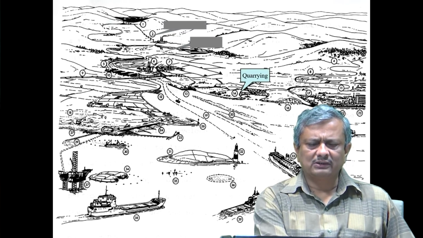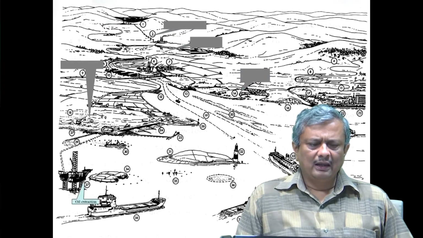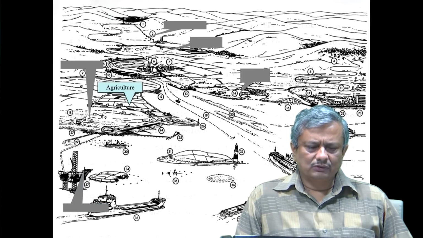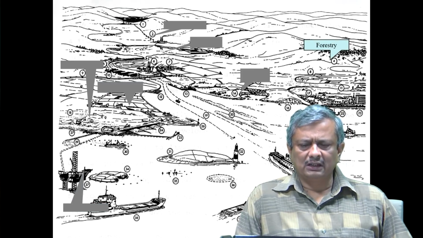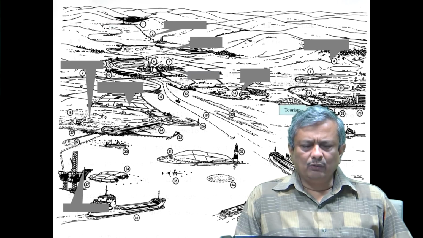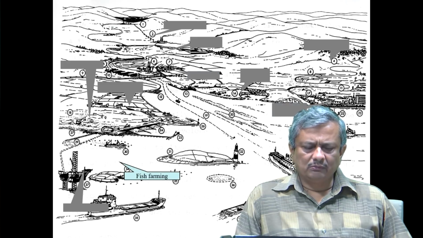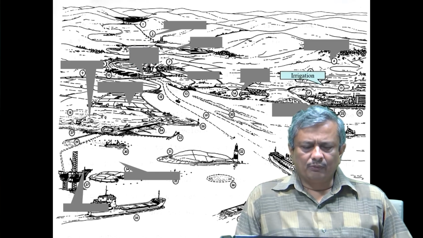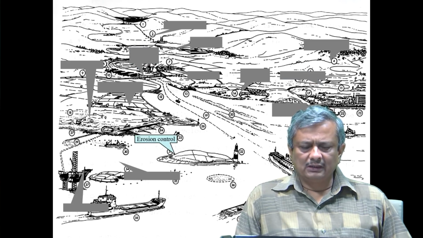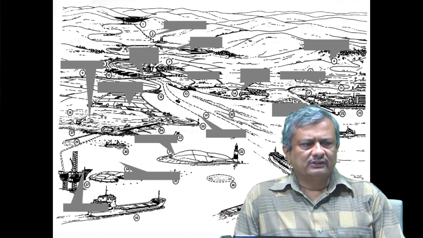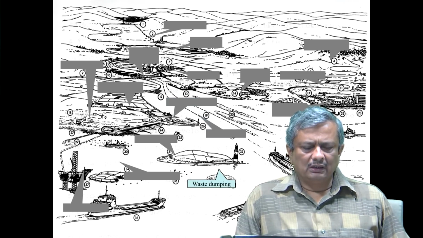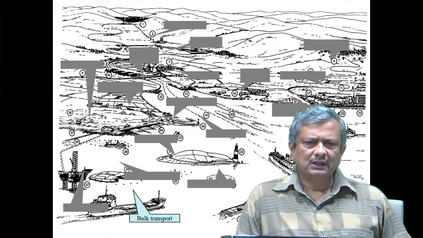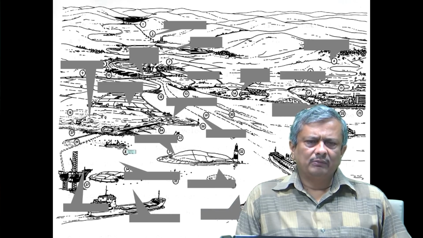Lots of activity: industries coming up, lots of quarrying activity, sand extraction, oil extraction in the coastal water, agriculture activity, extensive agriculture, forestry activity, new urban areas are coming up, lots of touristic activity, military activities, naval activities, flood protection, irrigational activities, lots of artificial structures coming up to control the erosion, land reclamation, dumping of the waste. So a number of activities are happening.